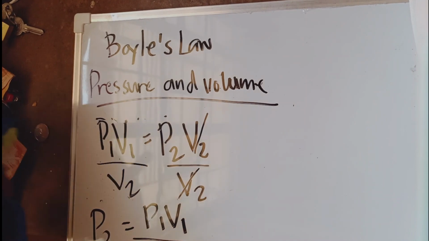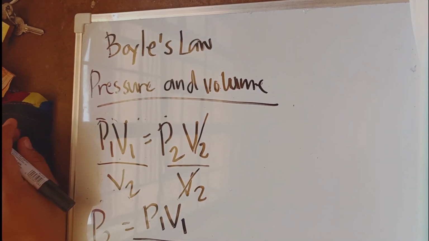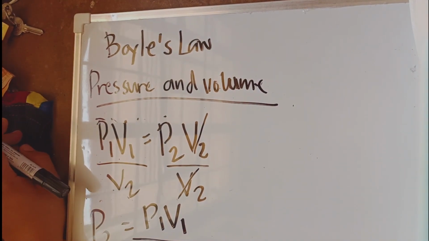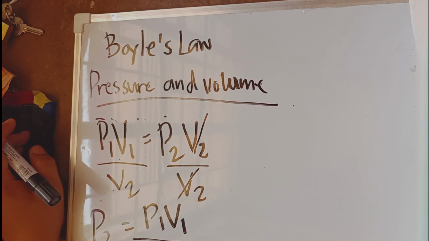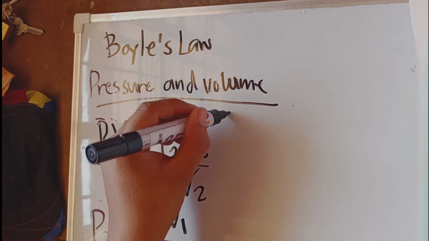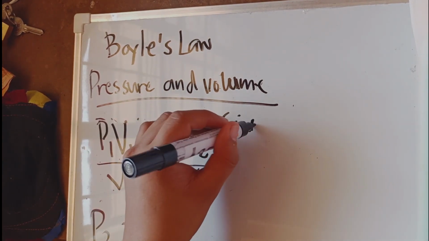For example, you have a problem: a sample gas occupies a volume of 145 ml at 560 torr and 20 degrees Celsius. Calculate the new pressure if its volume is increased to 290 ml at the same temperature. So here, like I've said, the temperature is constant. So we'll put here the given.